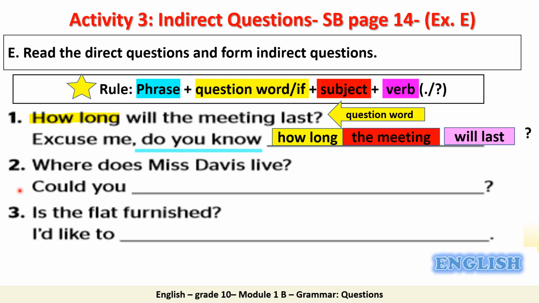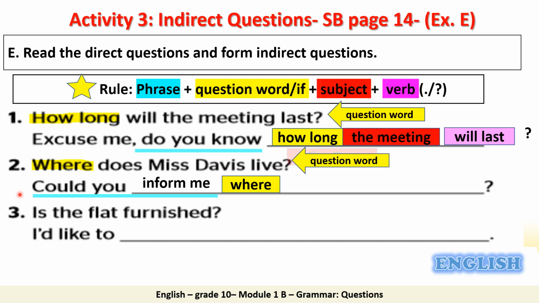Number 2, where does Miss Davis live? It is going to start with could you inform me, which is the introductory phrase, followed by the question word where, my subject Miss Davis, my verb lives, and the question mark.